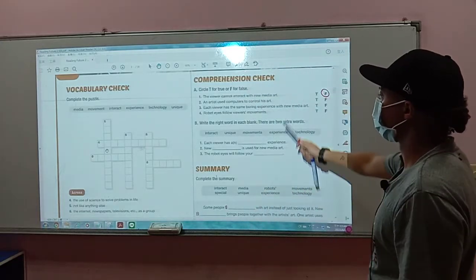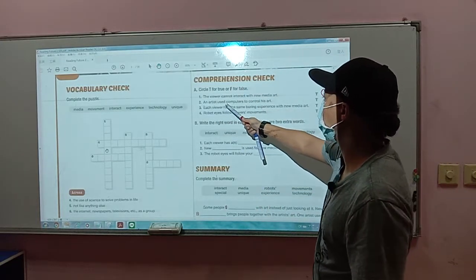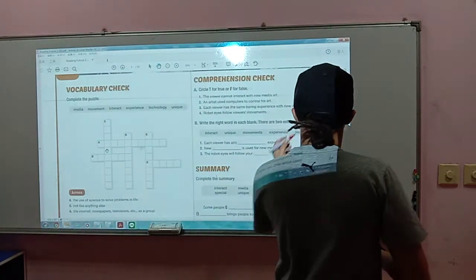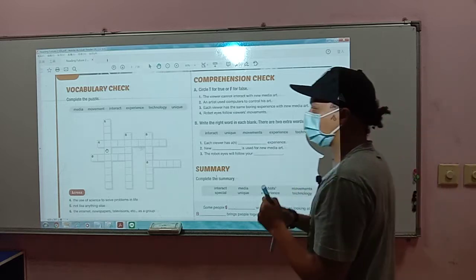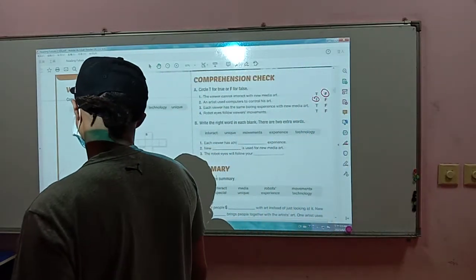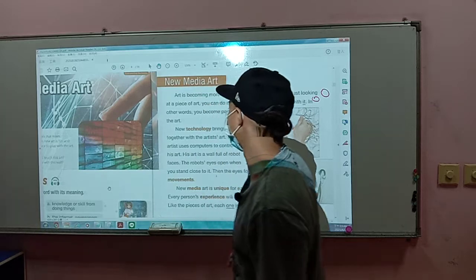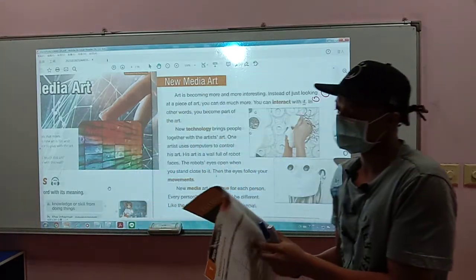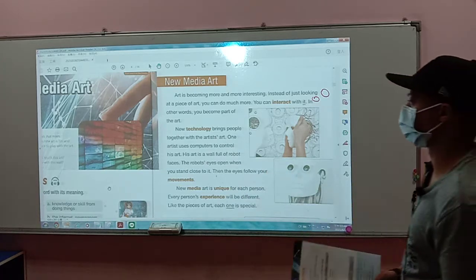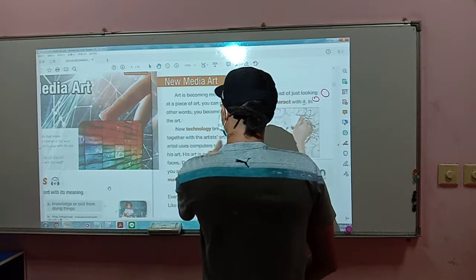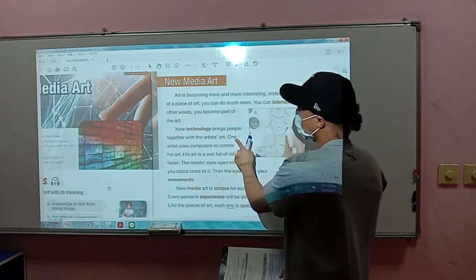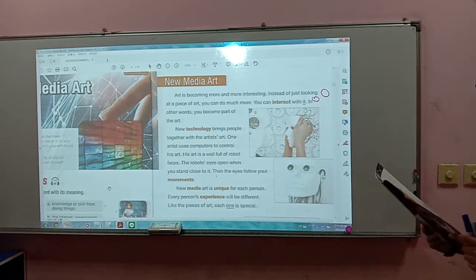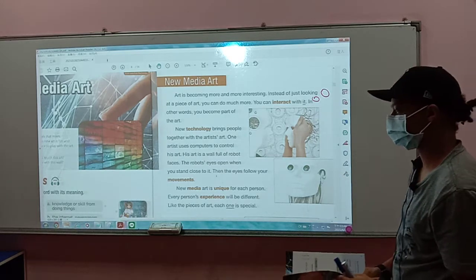Okay, so false. Number 2, an artist used computers to control his art. Yes, this one is true. Right, let's look at the answer in our books. The sentence says that an artist used computers to control his art. So it says here, one artist uses computers to control his art. So that is true. Let's go to the next one.